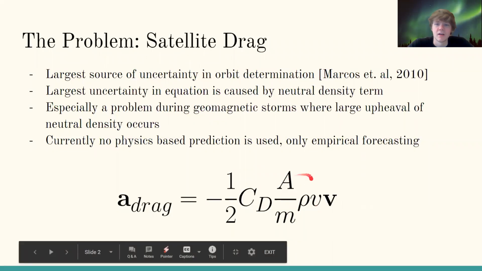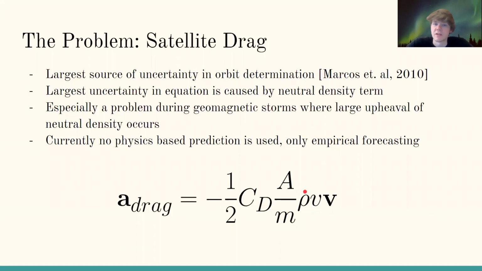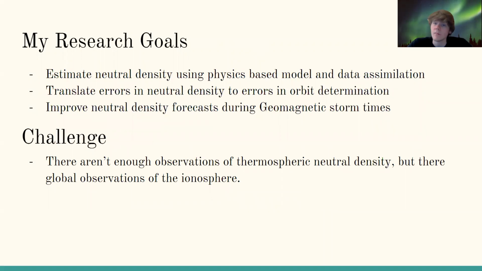Now, the neutral density state is pretty difficult to predict just because there's so much variability associated with it, as it varies so much from solar min to solar max, day and night, and especially during geomagnetic storms, when a lot of energy is input into the thermosphere, which causes a large upheaval of neutral density, which really increases satellite drag and causes us to lose satellites. Now, currently, only empirical models offer the best density forecasting, but what I'm hoping to do with my research is to use physics-based modeling coupled with data assimilation in order to provide more accurate forecasts for neutral density.